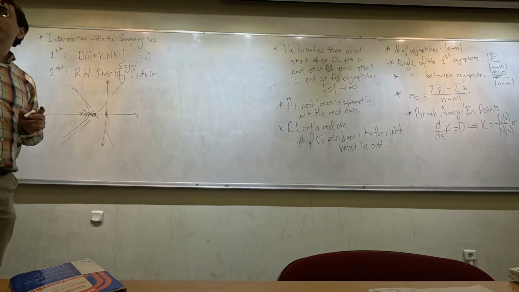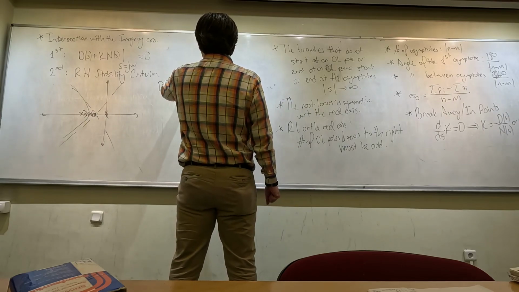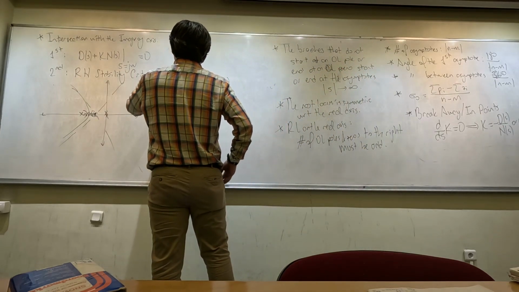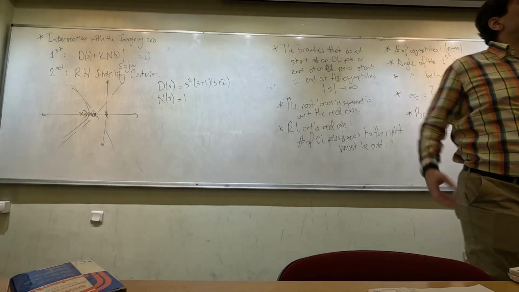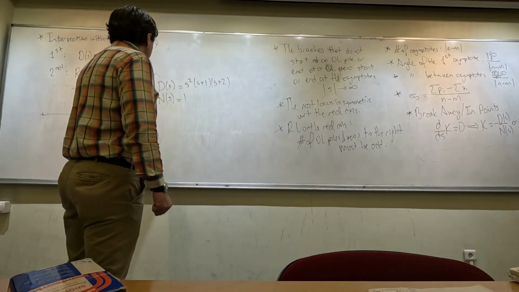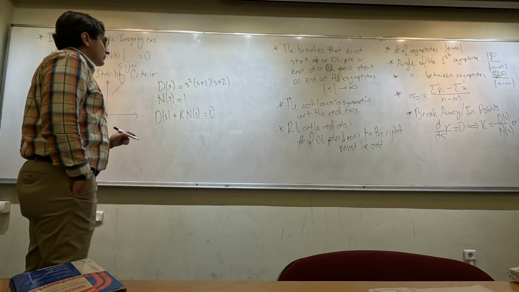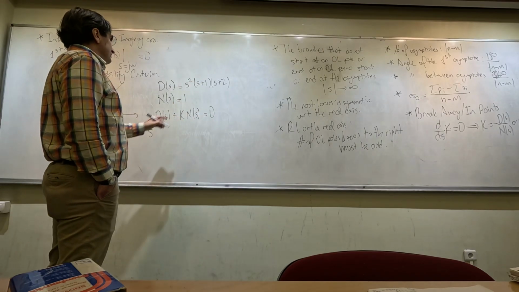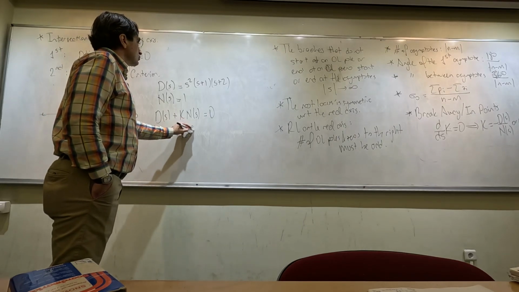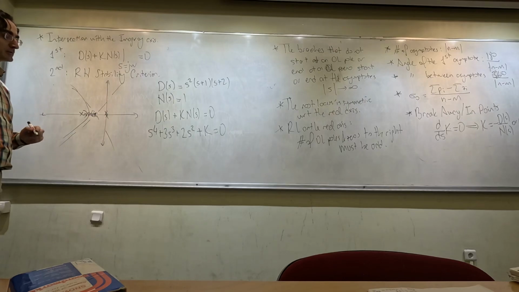So here let us try to write this. I have d of s, in this case s squared and s plus 1 and s plus 1. And I have n of s, I can take it any non-zero number, but it is 1. If I write now the characteristic polynomial, it is going to be d of s plus k n of s equal to 0. If I write d of s, I can write s to the 4 plus 3s cubed plus 2s squared plus k equals 0. This is my characteristic polynomial now.